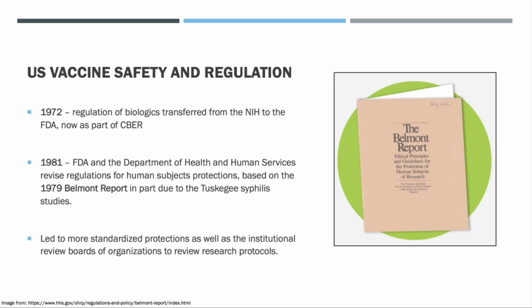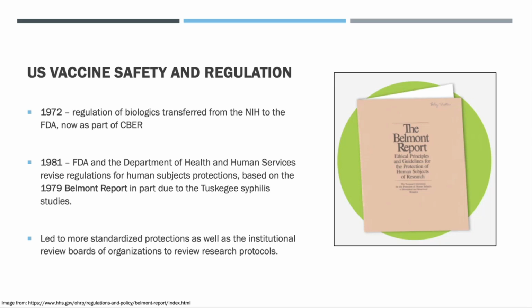Some other important events: in 1981, the FDA and Department of Health revised some of the regulations around human subjects protections, including based on the Belmont Report, which focused on the Tuskegee syphilis studies, when a large group of African American men who had known syphilis were not told that they had syphilis, which led to a number of cases, including congenital transmission.